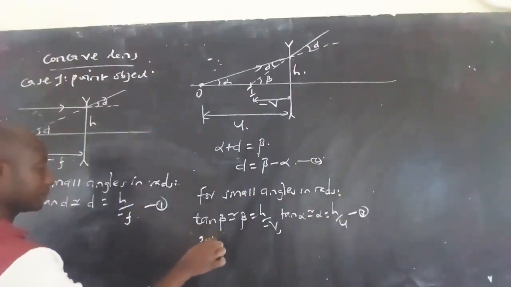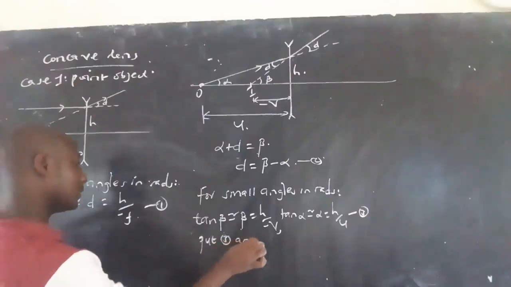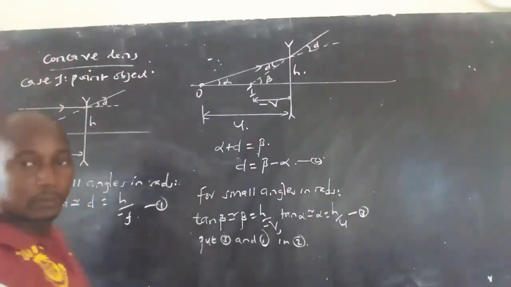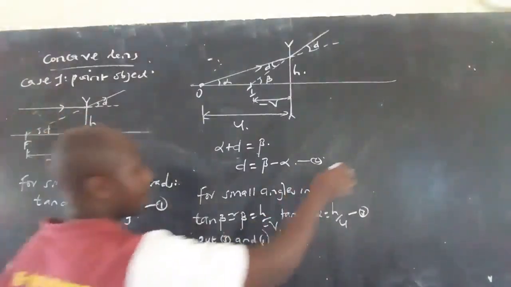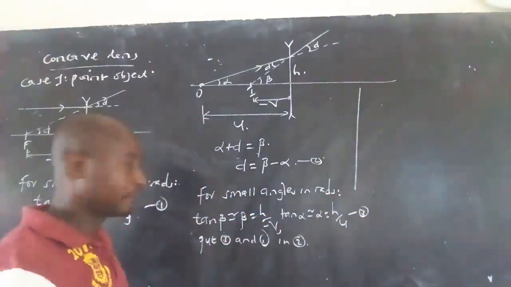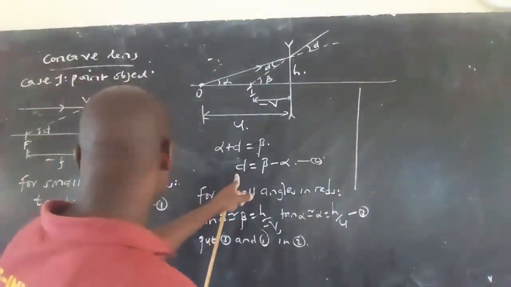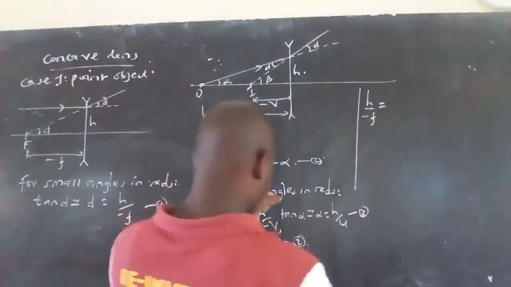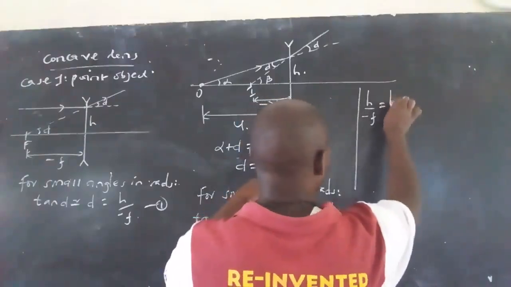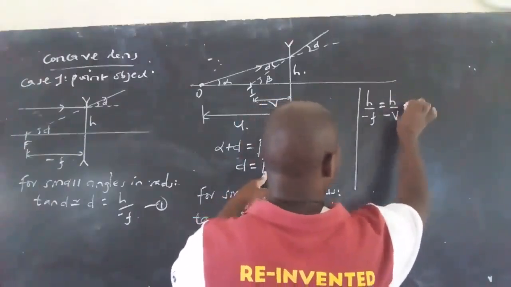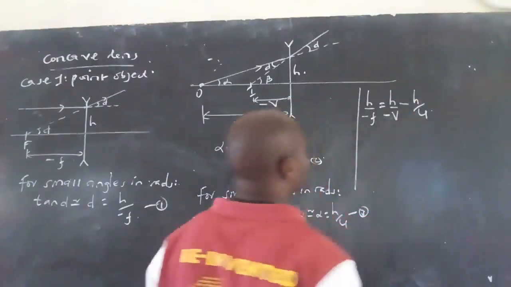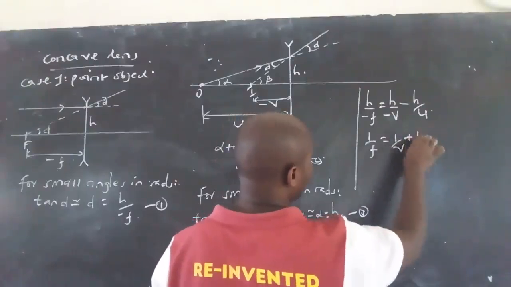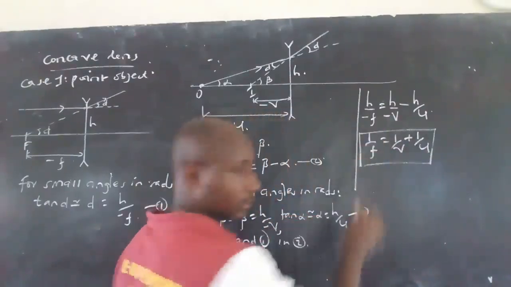Now put 3 and 1 in 2. So when we put, this is D, that is H over negative F, is equal to beta. Beta is H over negative V minus H over U. So this will be 1 over F equals 1 over V plus 1 over U. Very important equation.